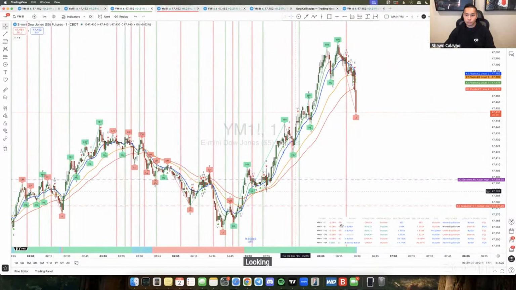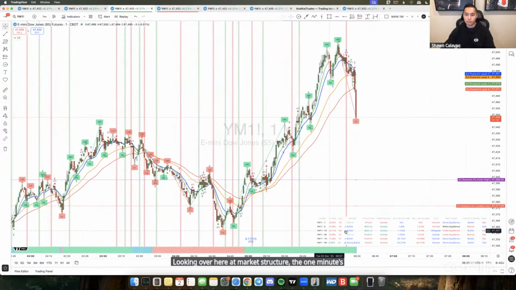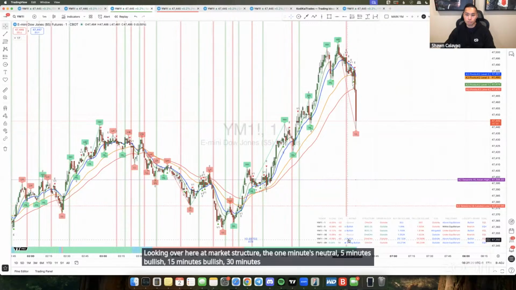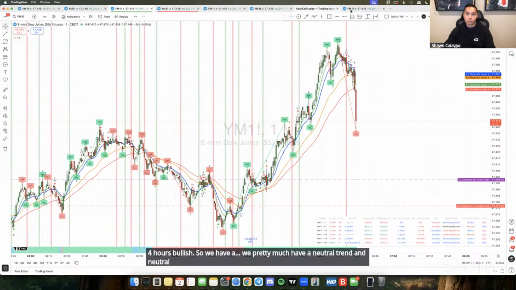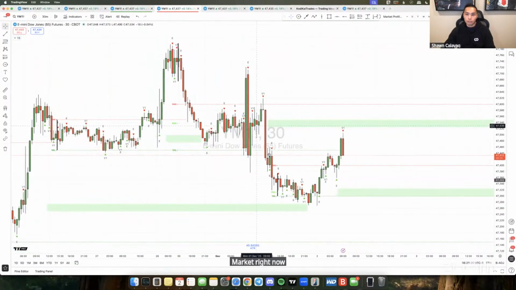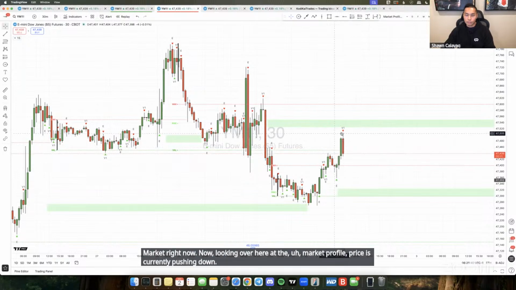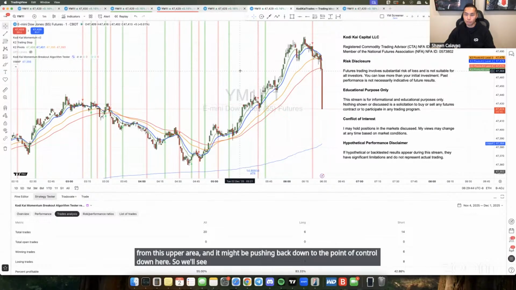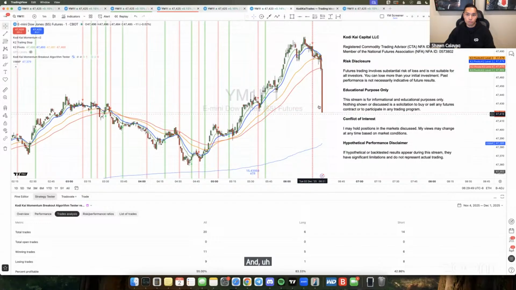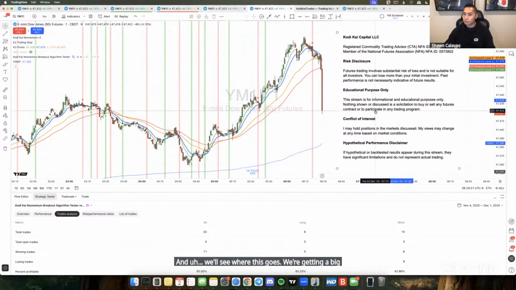Looking over here at market structure, the 1 minute's neutral, 5 minutes bullish, 15 minutes bullish, 30 minutes neutral, 1 hour is bullish, 4 hours bullish. So we pretty much have a neutral trend and neutral market structure overall with regard to the market right now. Looking over here at the market profile, price is currently pushing down from this upper area and it might be pushing back down to the point of control down here. So we'll see what happens. Market's gonna open up shortly, in about 15 seconds, and we'll see where this goes. We're getting a big dump right here.